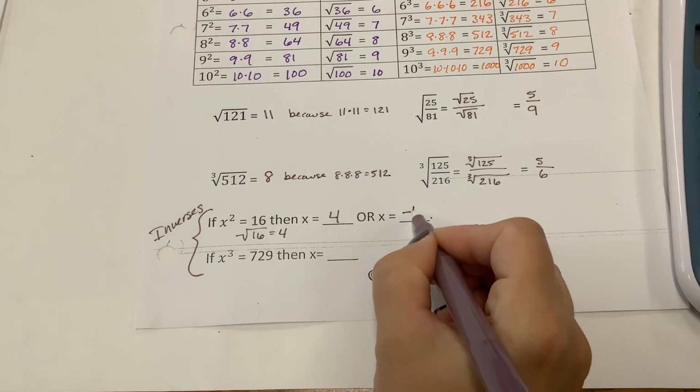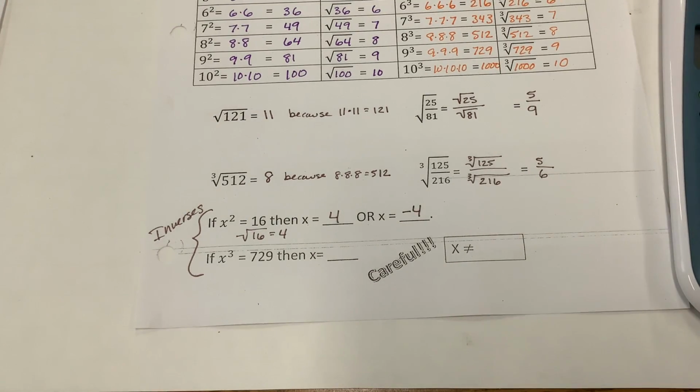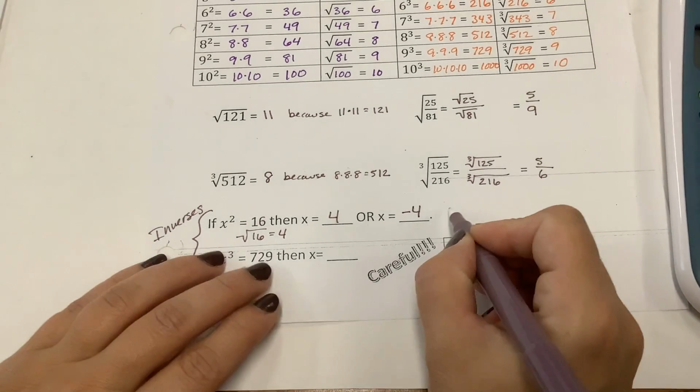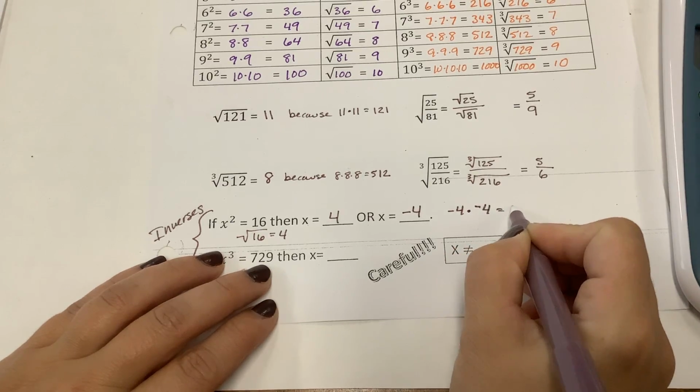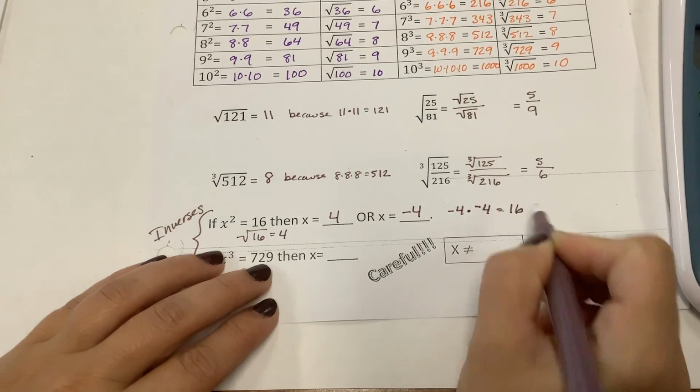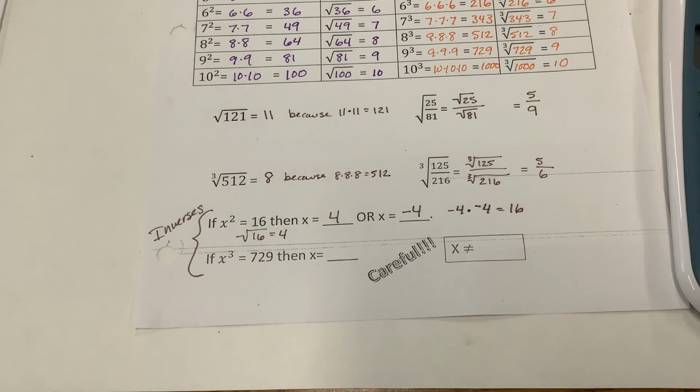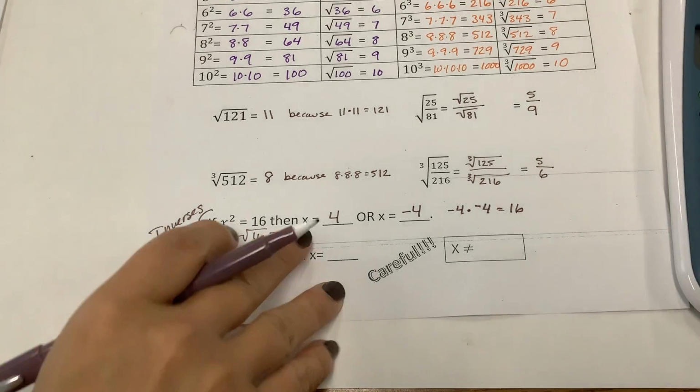Why is it -4? Okay, so think about it for a second. Why is it -4? Because it's the opposite. Because -4 times -4 is positive 16. So that does work, right? So anytime you're finding a square root, it has a possible negative value also. That's going to be true for all of these.